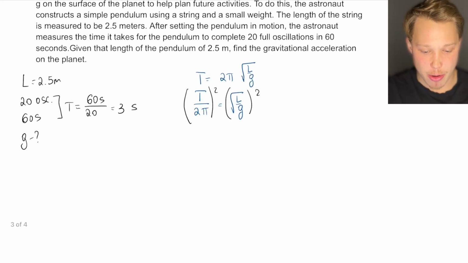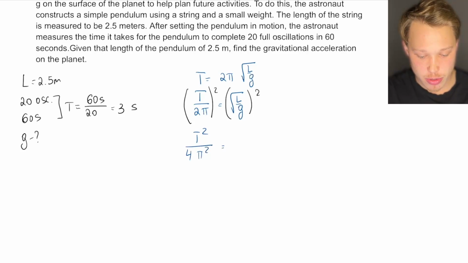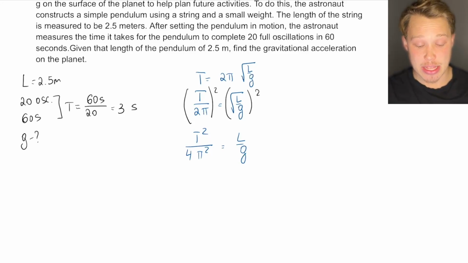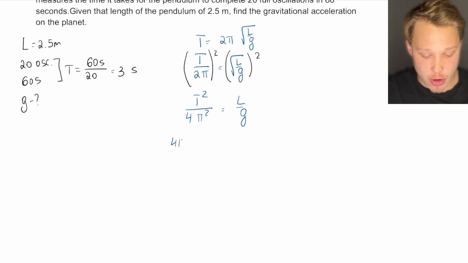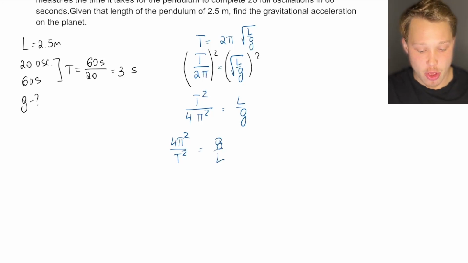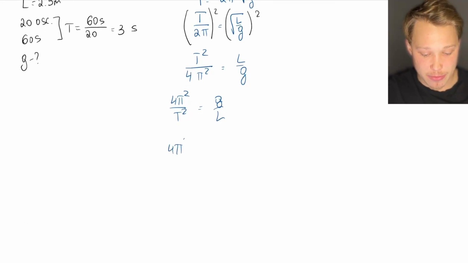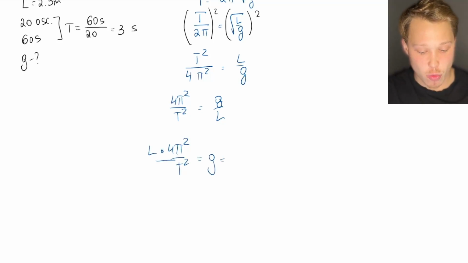Perfect. So again, I'm applying the square to each of those. T squared, 2 squared is 4, and pi squared. So L over g. Now again, since I'm trying to get just g alone, I could cross multiply here, or I find it simpler to just invert both sides. So 4 pi squared over T squared, flip the left hand side and flip the right hand side. Finally, I will just multiply by L to find my final equation for g.